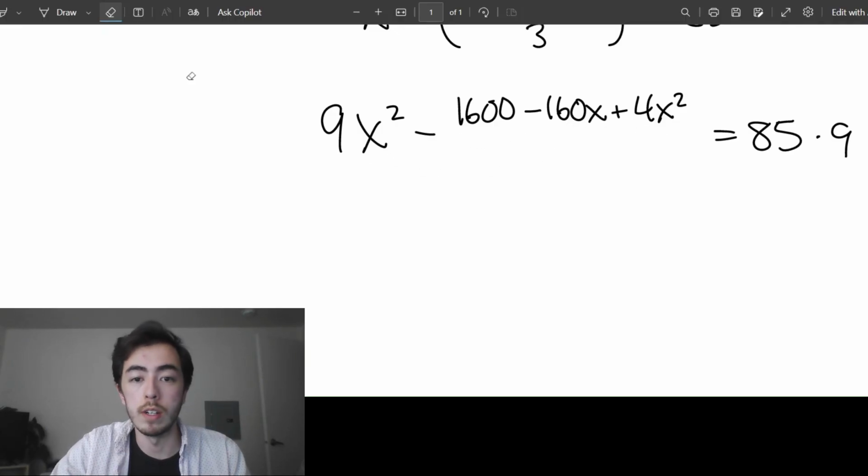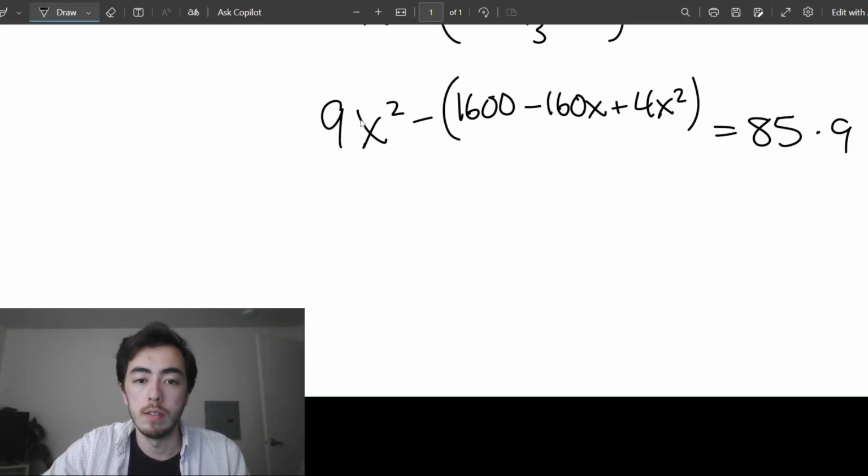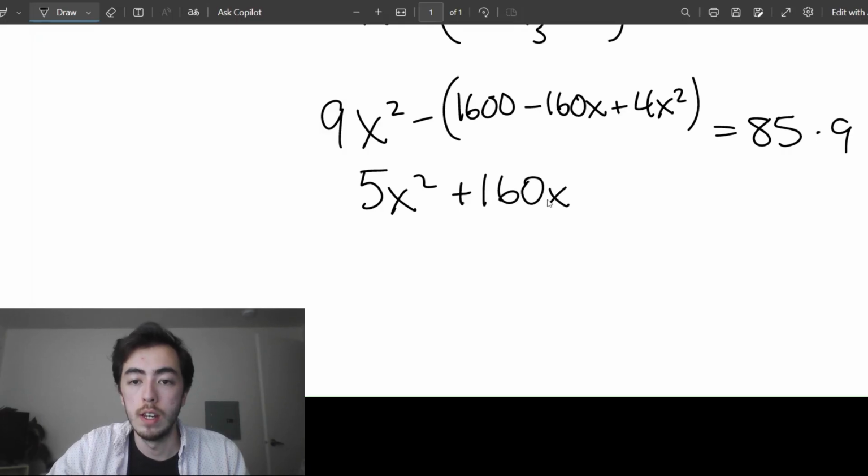Ooh, and I should be careful here. This minus sign that I have is going to distribute to all three of those terms there. Okay, so 9x squared minus 4x squared is 5x squared. Then how about I'll do the linear term next. I'm going to get plus 160x and then minus 1600.